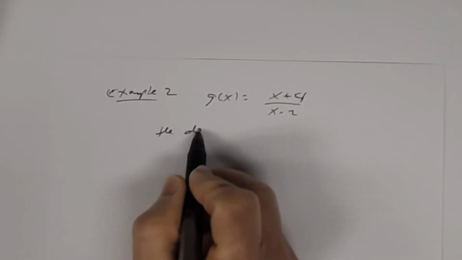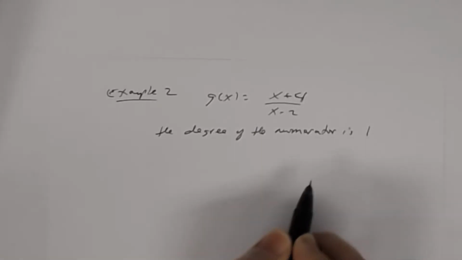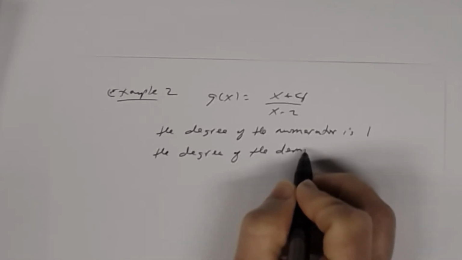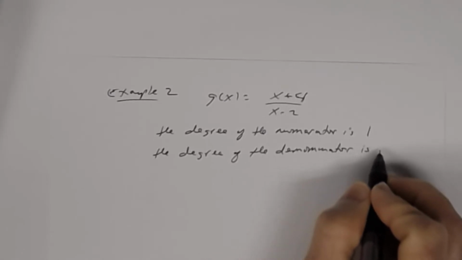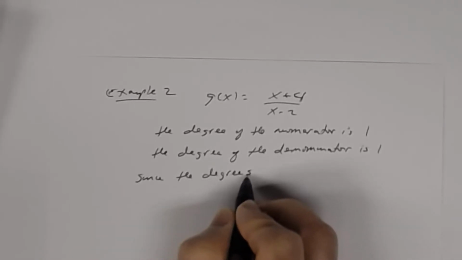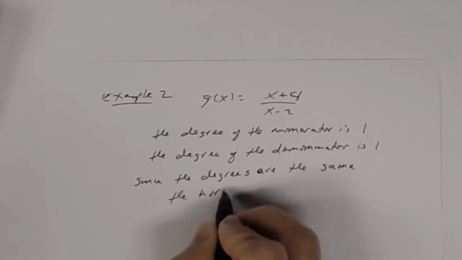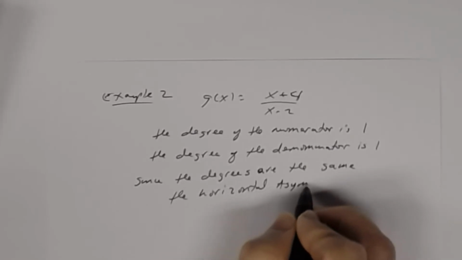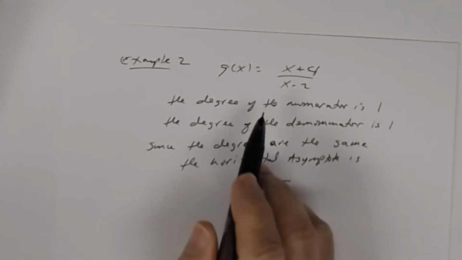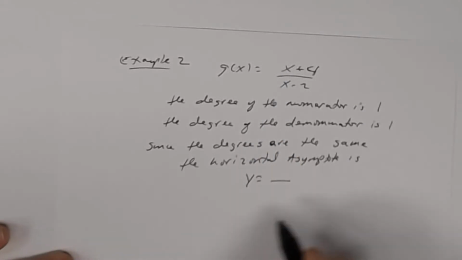So the degree of the numerator is 1, right? x to the first. The degree of the denominator is 1 as well, x to the first. Since the degrees are the same, the horizontal asymptote is y equals, all right, now here's how you find it. It is the coefficient of the leading term in the numerator divided by the coefficient of the leading term in the denominator. So let me go ahead and write out this function again.